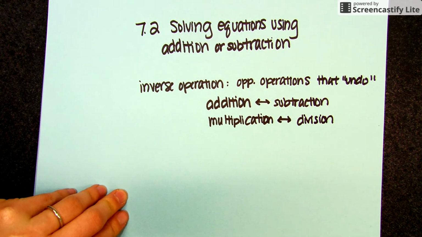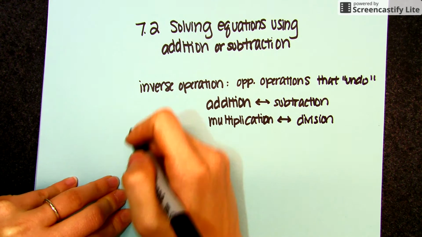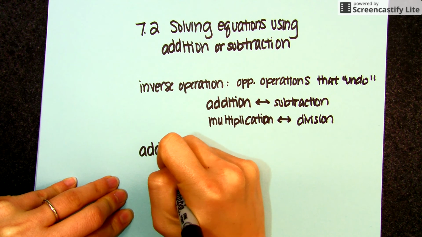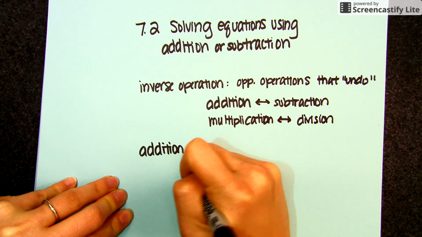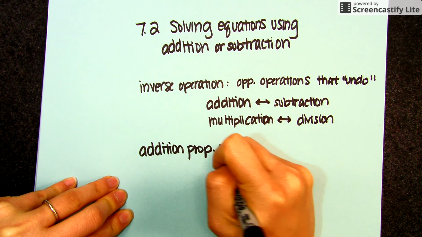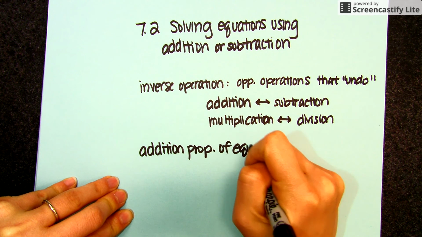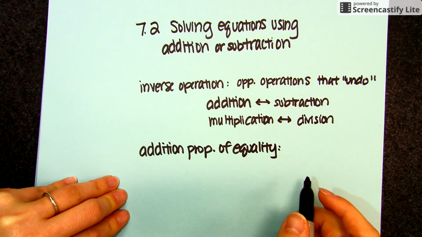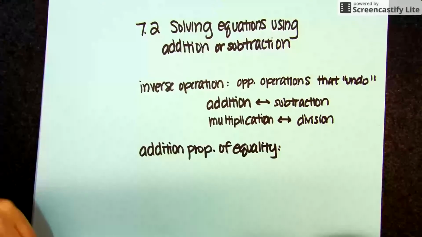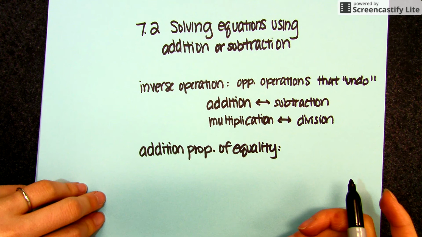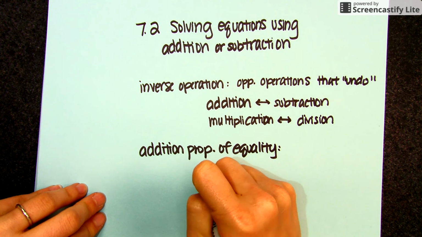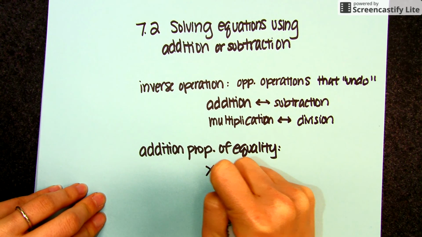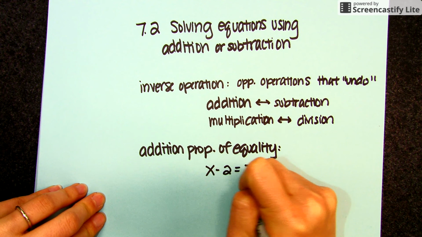The second term that you need to know is addition property of equality. Basically, what that means is whatever you do on one side, you need to do it for the other side, so to maintain a balanced scale. An example that I gave in class was x minus 2 equals 7.